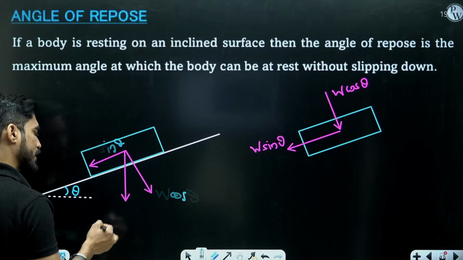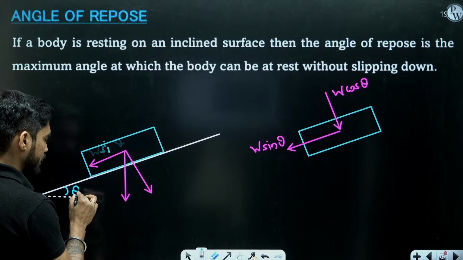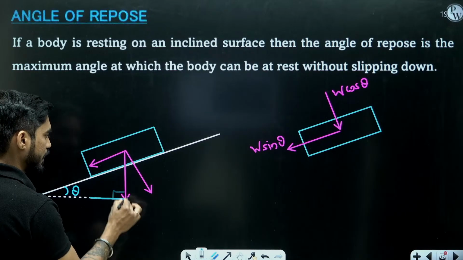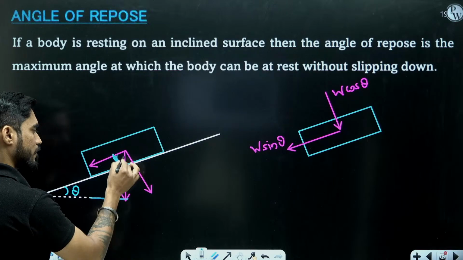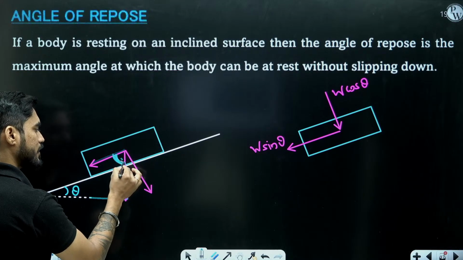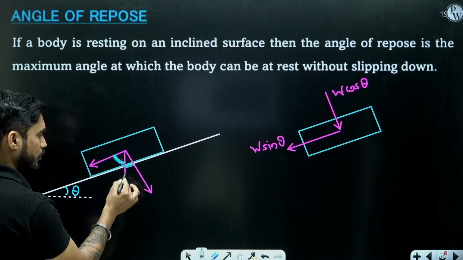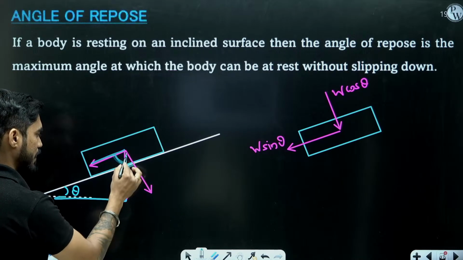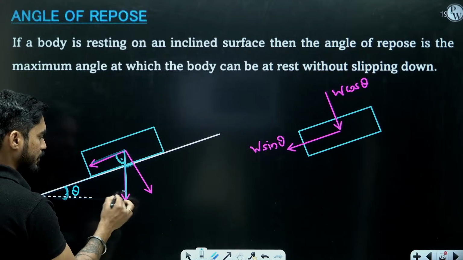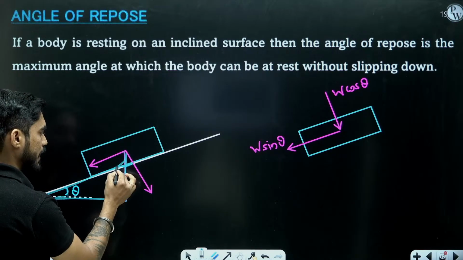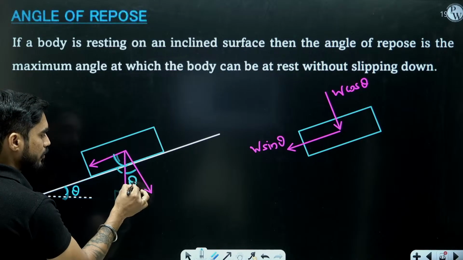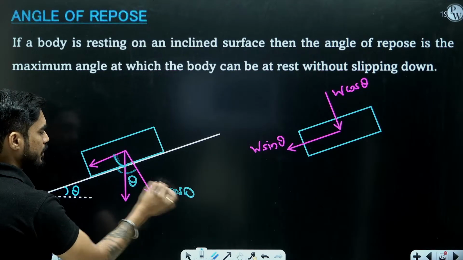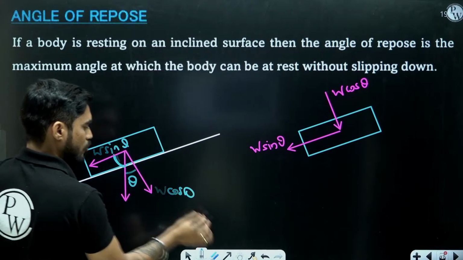If you want another explanation, I can do this. If this is theta, and this is 90 degrees, then this will be 90 minus theta. Look at this triangle. This is theta, this is 90, so this is 90 minus theta. And if this is 90 minus theta, then this is theta. So this is the cos component and this is the sine component.